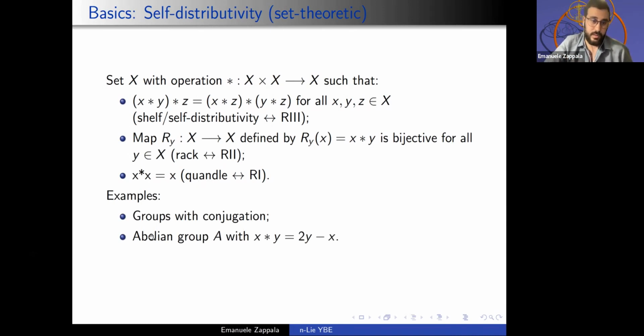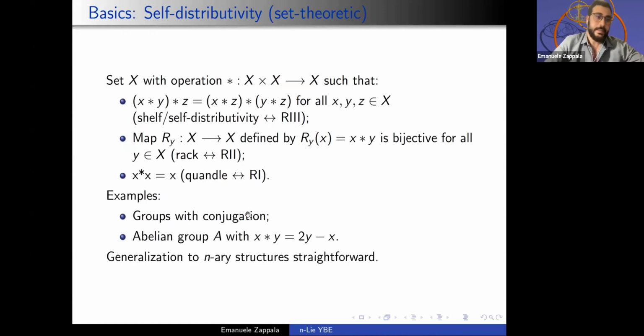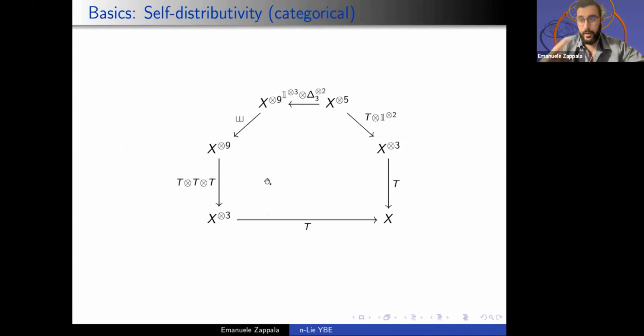Plenty of examples: groups with conjugation. This is another case of Alexander quandles that I assume is known to almost everyone in the audience, but it's good to repeat things. But the group with conjugation is really the epitome of the notion of quandle operation, and therefore also rack. So the generalization to n-ary structures is simply a matter of writing them down. It's not really particularly enlightening. So I skip directly to the categorical version.